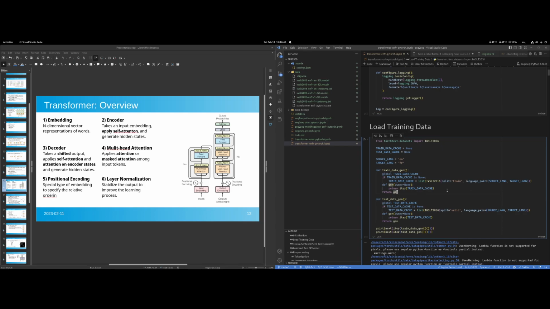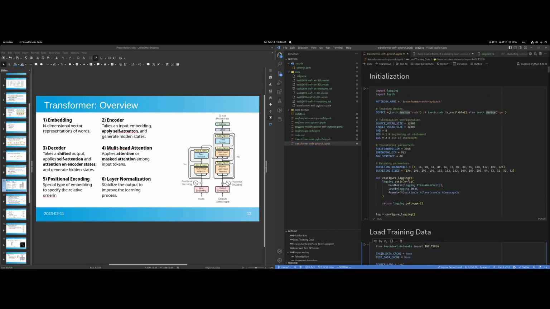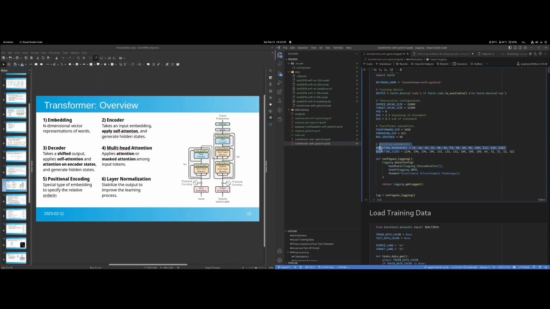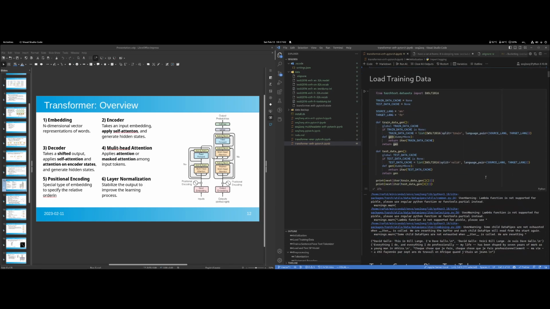But let me just start walking you through it, and explain what every cell is about. So this one, I'm going to walk you through these numbers, the dimension and embedding, etc., and max sentences. But in particular I want to talk about bucketing as well. But for now, let's just ignore this. Let's talk about the second cell here, which is loading training data.